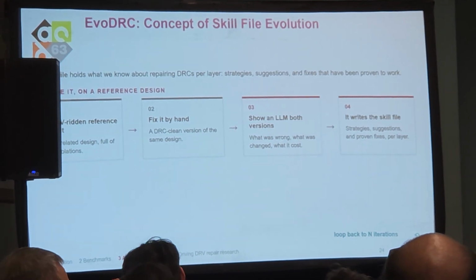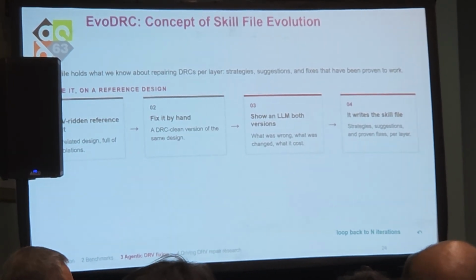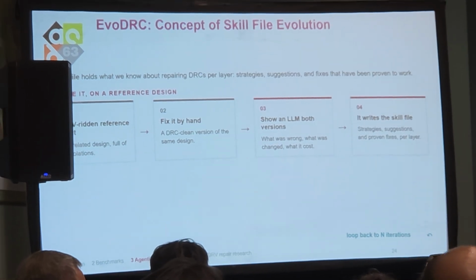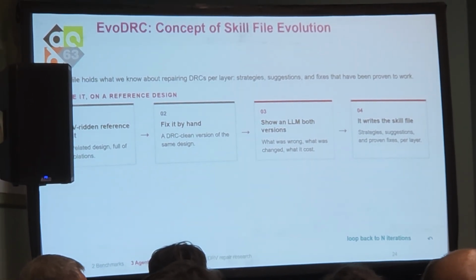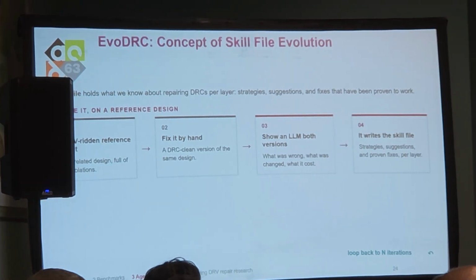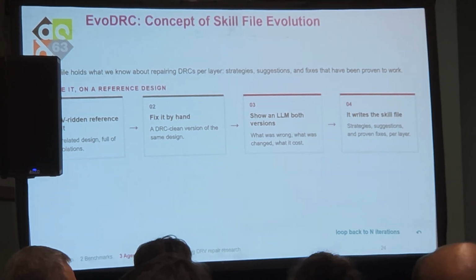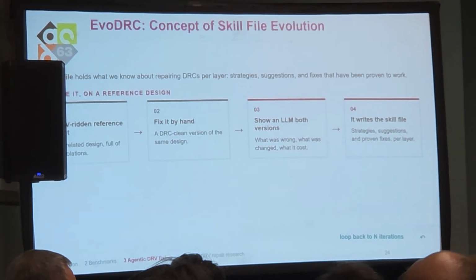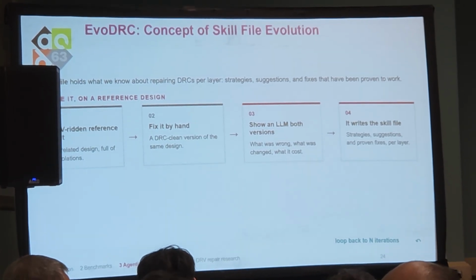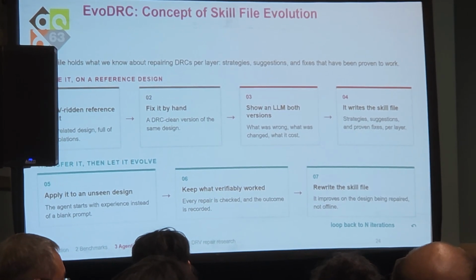A skill file holds what we know about fixing DRCs per layer: the strategies, suggestions, and even fixes that have been proven to work. So how do you create this skill file? We take a design, fix it by hand, and show the LLM both the original layout that had DRCs and the corresponding fixed layout that does not have DRCs, and ask it to write out a skill file: strategies, suggestions, and proven fixes per layer. We then use this skill file and transfer it to another design, applying it on an unseen design.